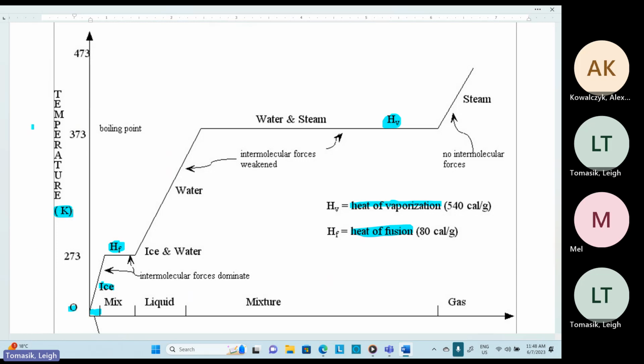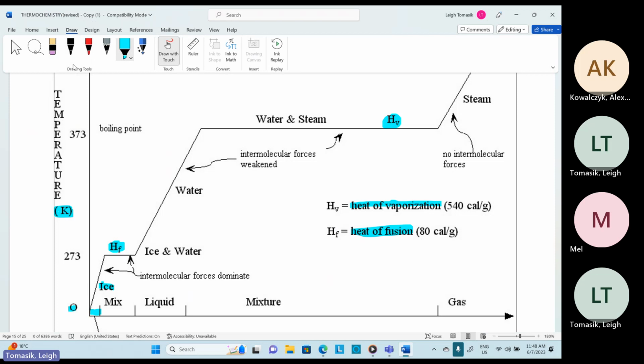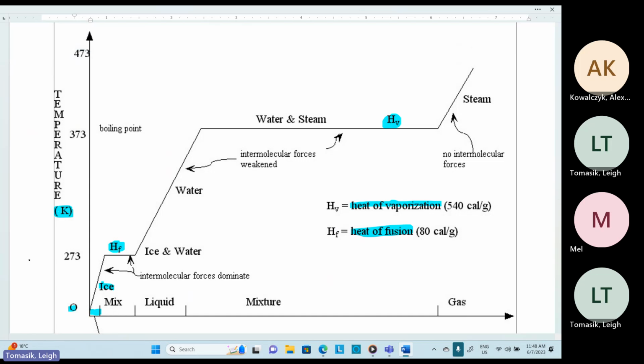So if this were in degrees Celsius, you know that water or ice melts at 0 degrees Celsius, right? So 0 degrees Celsius is equal to 273 degrees Kelvin.